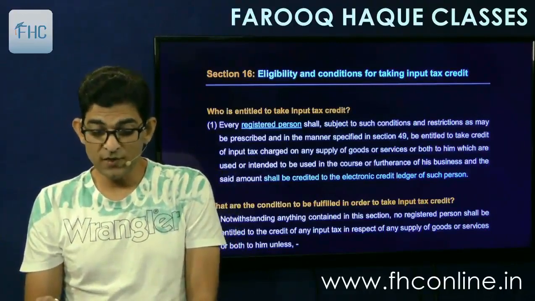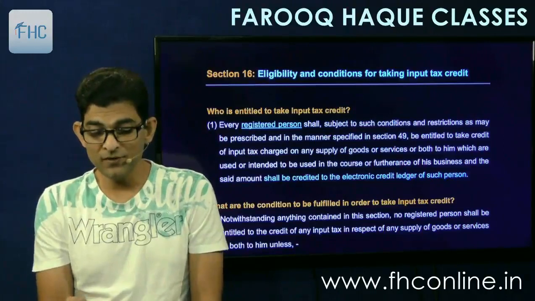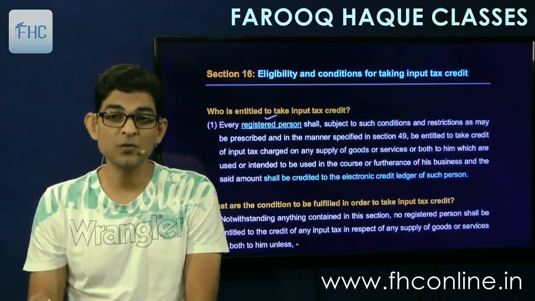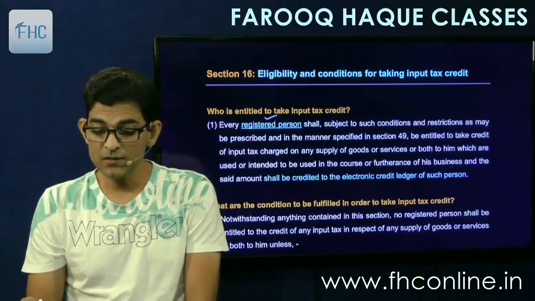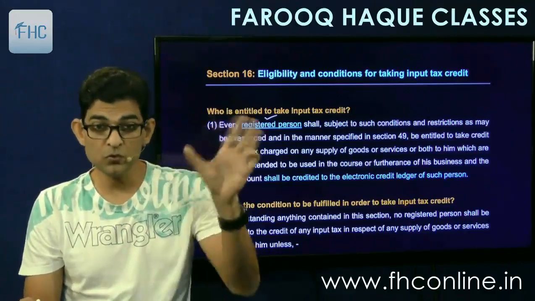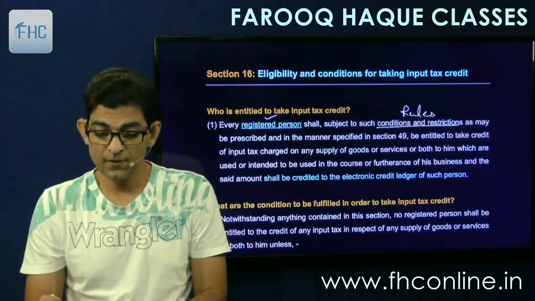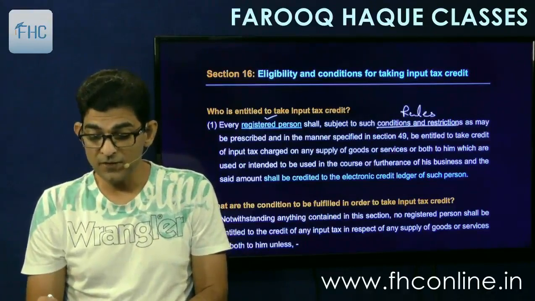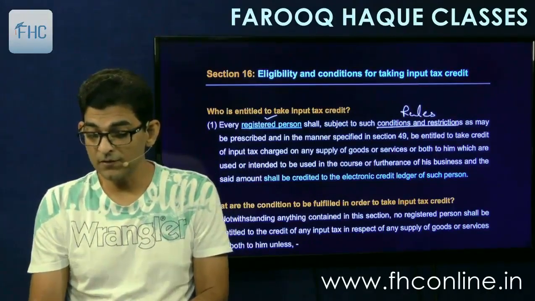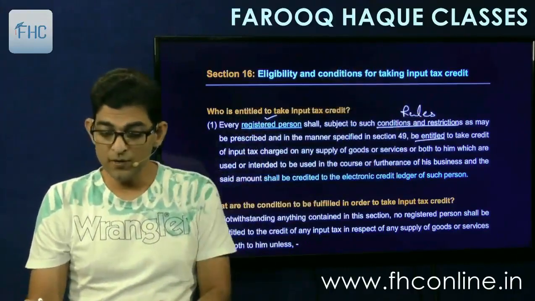Subsection 1, who is entitled to take input tax credit? So very simple one, starting subsection 1. Every registered person, whoever is registered is entitled to take the credit. Shall, subject to such conditions and restrictions as may be prescribed, that is under the rules. So we'll see the rules also along with the sections. So conditions and restrictions will be prescribed under the rules. And in the manner specified in section 49, this also we'll see. Be entitled. Be entitled means every registered person, subject to these conditions and limitations, be entitled to take credit.